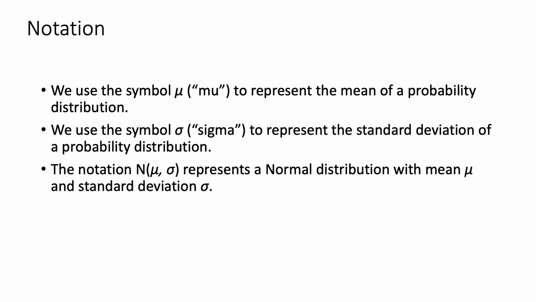With our normal distributions, we're going to introduce some notation. We're going to use this symbol mu here to represent the mean of a probability distribution. And we use the symbol sigma to represent the standard deviation. So to describe a normal distribution with mean mu and standard deviation sigma, we're going to write a capital N and then parentheses mu comma sigma.